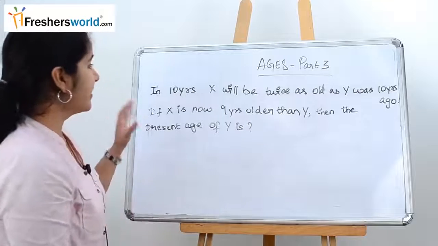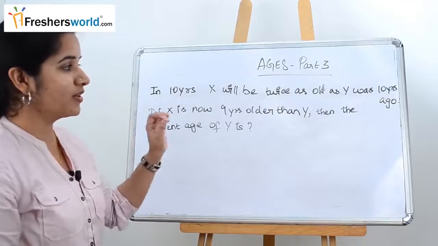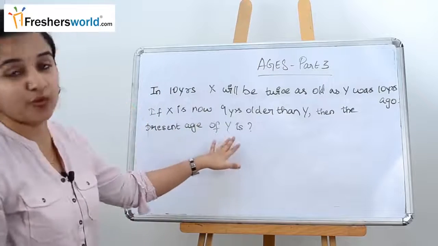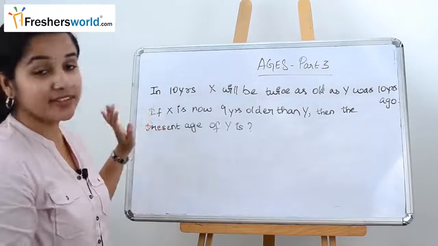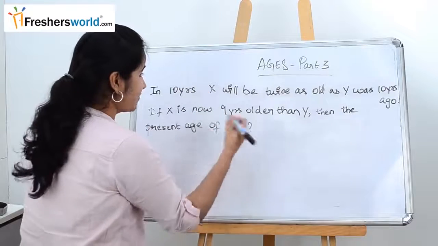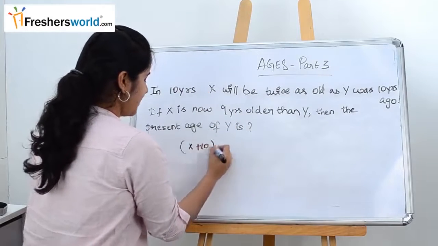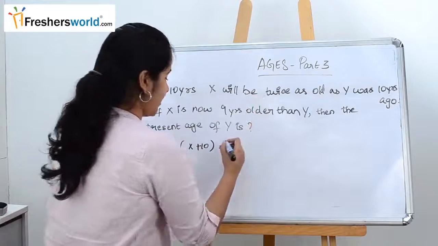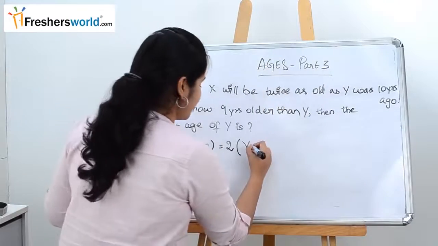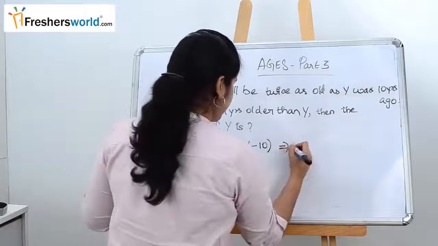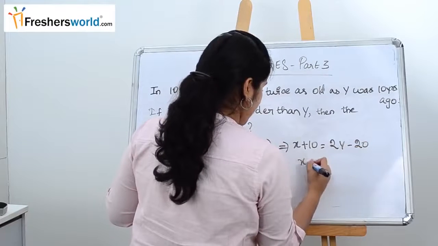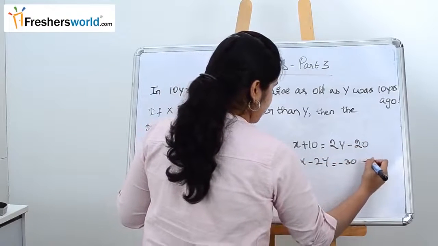So the next question is, in 10 years, x will be twice as old as y was 10 years ago. If x is now 9 years older than y, then the present age of y is. It's a classic question that you can face in ages. Let's write the first equation. After 10 years, x will be x plus 10, and he will be twice as old as y was 10 years ago, so y minus 10. It can be simplified and written as x plus 10 is equal to 2y minus 20. X minus 2y is equal to minus 30. So this is one equation.